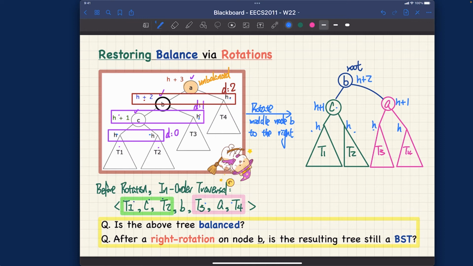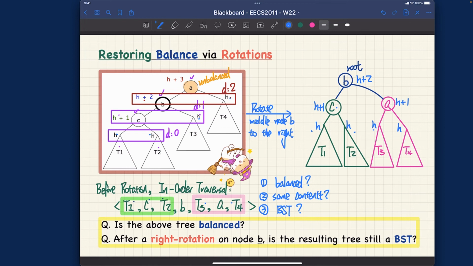Is this resulting tree balanced? First of all, there are three things we've got to check. One thing is about whether or not it's balanced. Number two, have we lost any contents? The same content for the tree? And number three, is it still a BST? So these are the three things we would like to find out. If these three things are all satisfied, that means the rotation is valid.